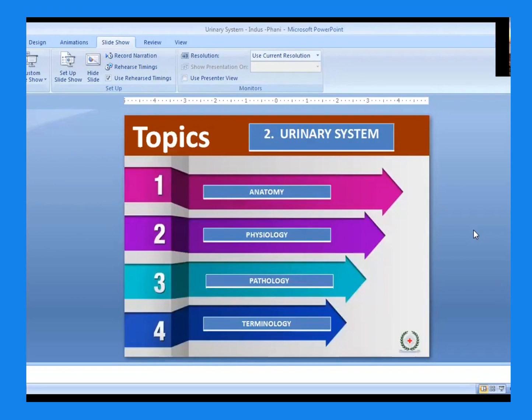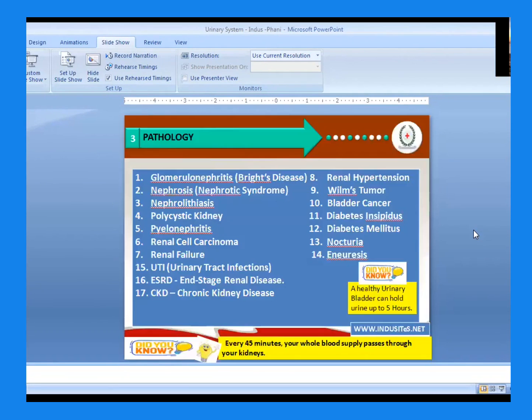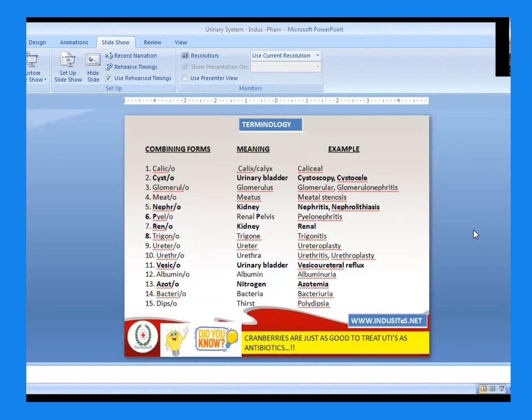As part of our regular approach, we divide the urinary system into 4 categories: anatomy, physiology, pathology, and terminology. And we'll begin this session with terminology, of course. This is our formula, 83333 Roman number 10, Indus unique formula from indusits.net, so that you can memorize anatomy, physiology, as well as urinalysis, in a very easy manner. This formula will help you memorize all those typical anatomical structures as well as physiological processes. All right, so terminology first.